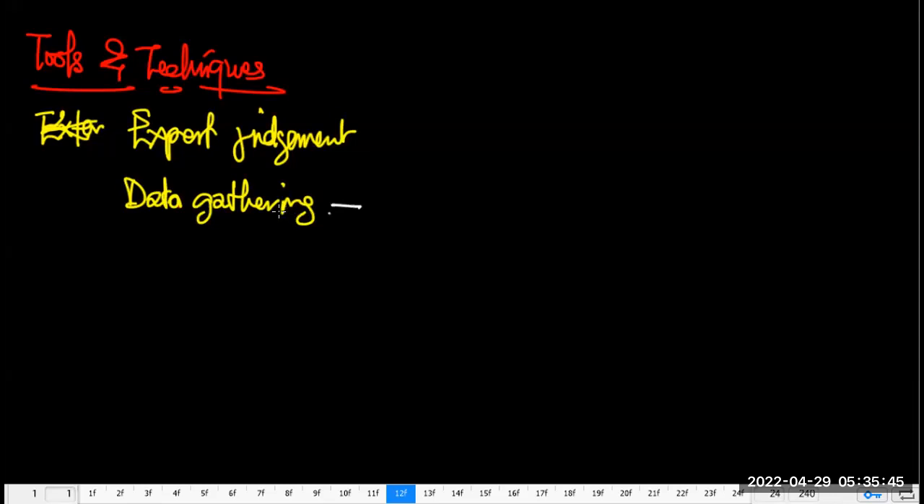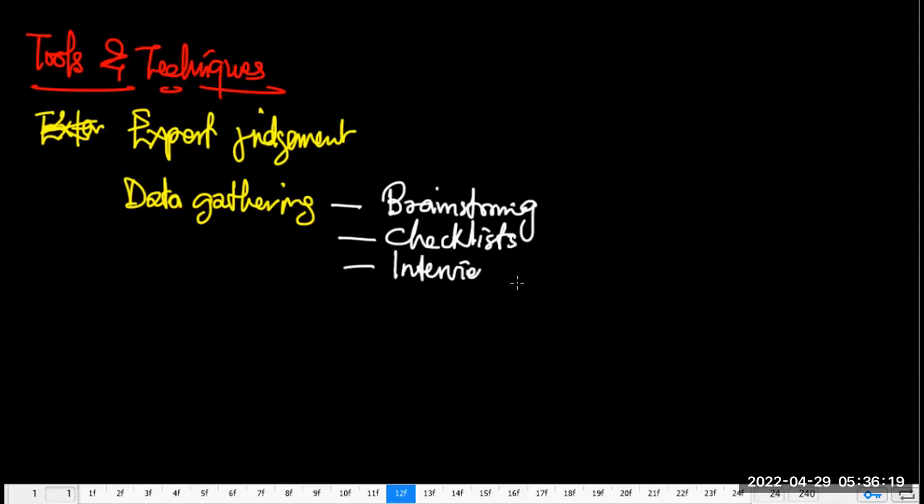Okay. So how do we gather this data? What technique do we need to gather this data? We need brainstorming, either as an individual or as part of the project team. There are also checklists, and you may even conduct interviews, right? To be able to identify certain risks as you're gathering data.